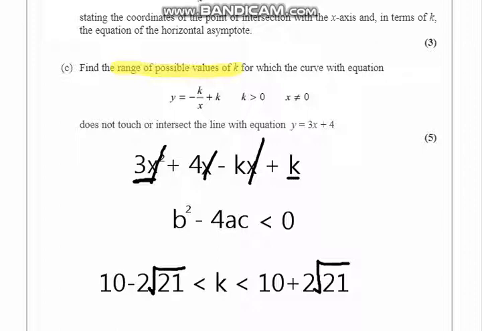So this is the range of values for which the curve does not touch or intersect the line y equals 3x plus 4. And that's our final answer. That's 5 marks done, with 3 and 2 marks earlier, so that's 10 marks. A 10 mark question done very easily.